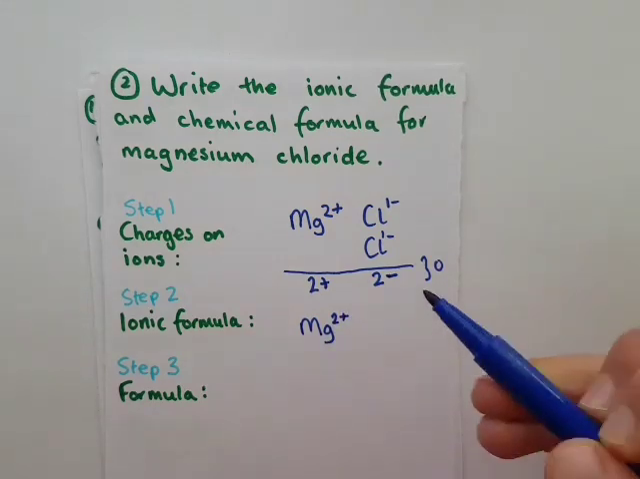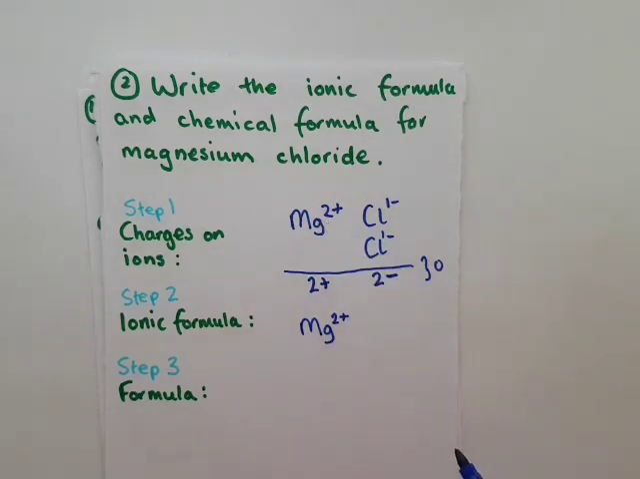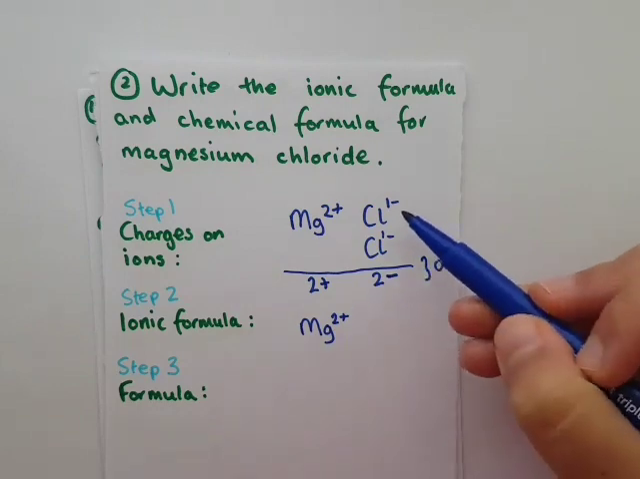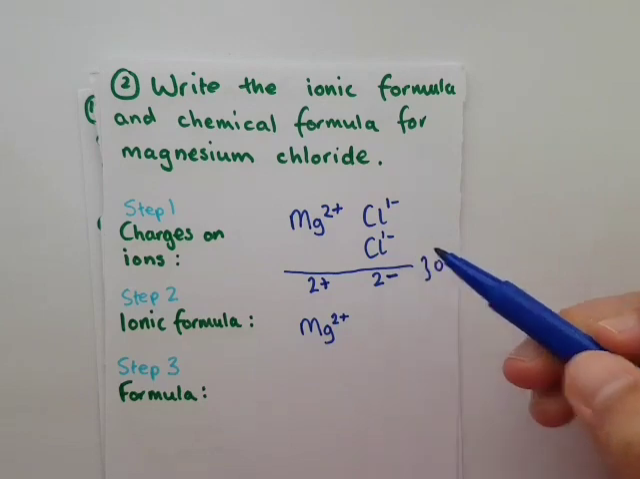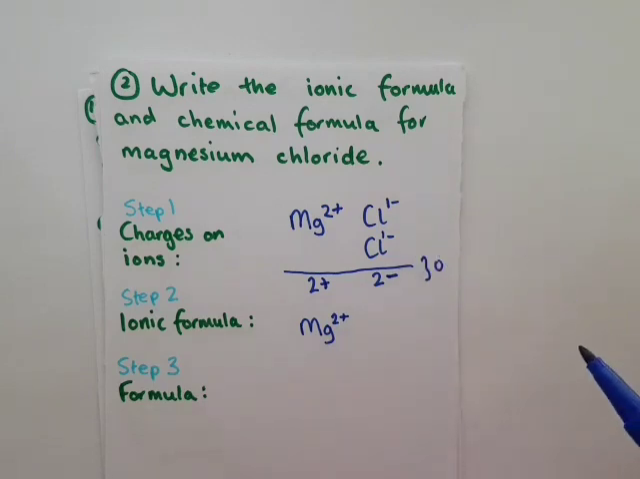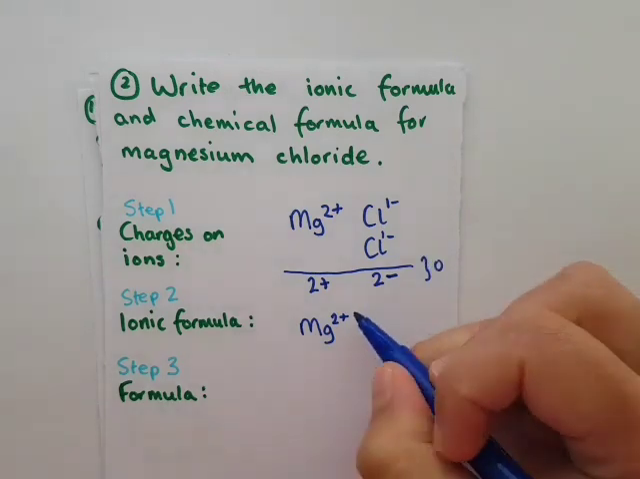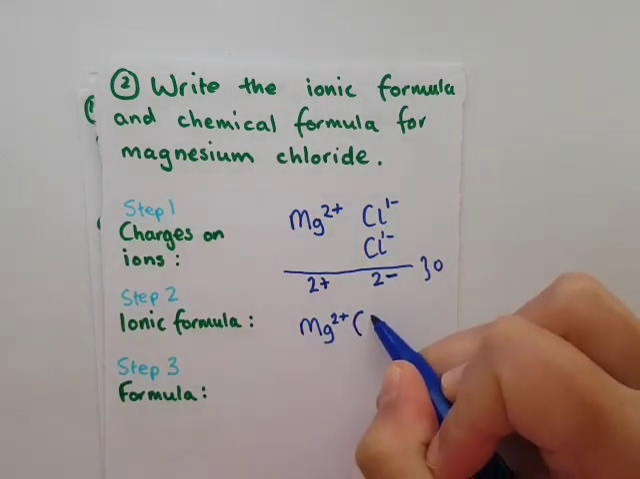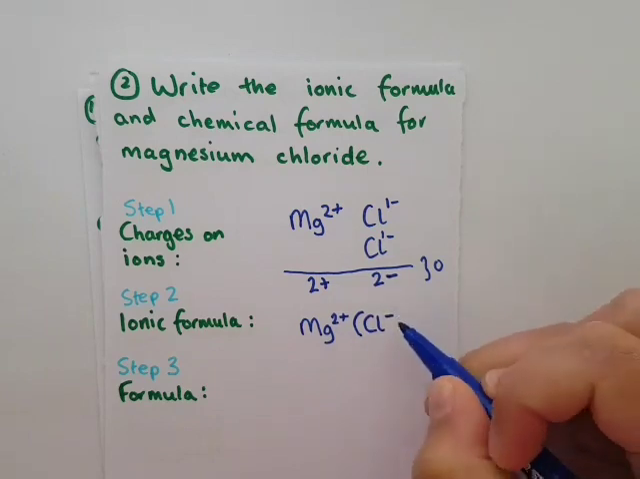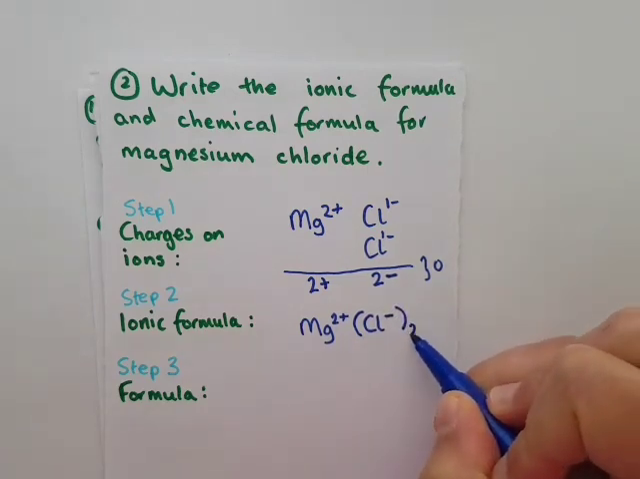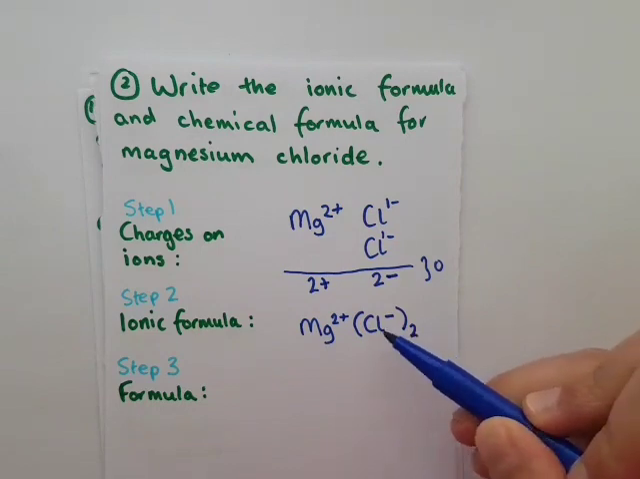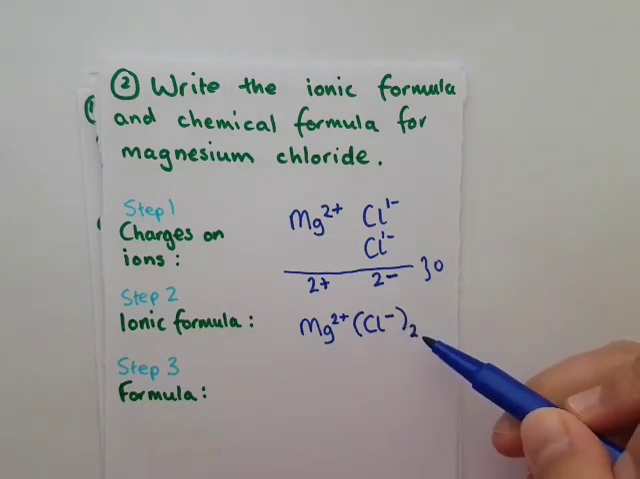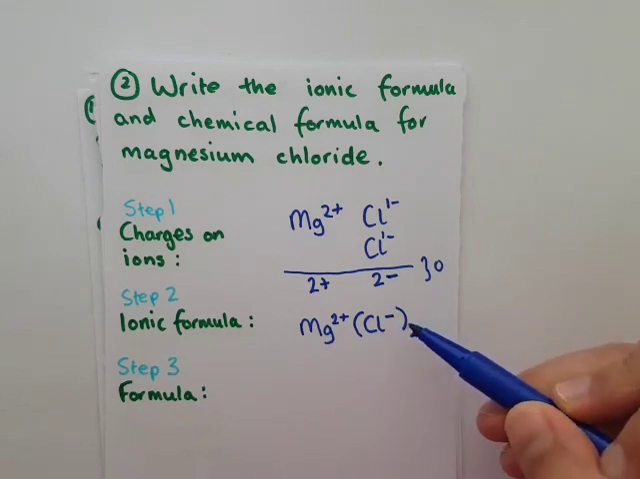Because there's only 1 magnesium, I just write it as it is where I've written the charge up here. But because I need 2 chlorides, I'm not going to write it out as I have in my working here. I'm going to use brackets and a small number outside the brackets to show that there are 2 of the chloride ions in the formula. So the 2 to the bottom right of the symbol for the element shows that there are 2 of that ion in the formula.